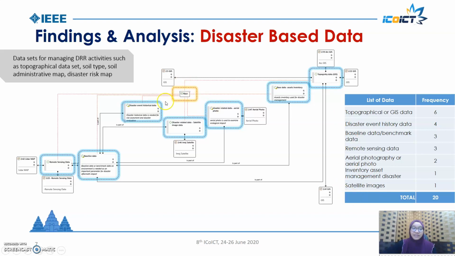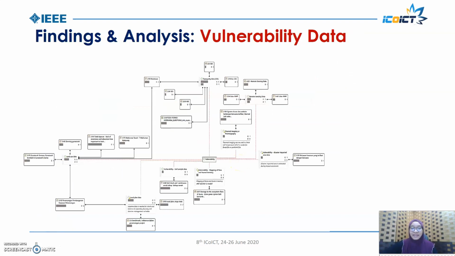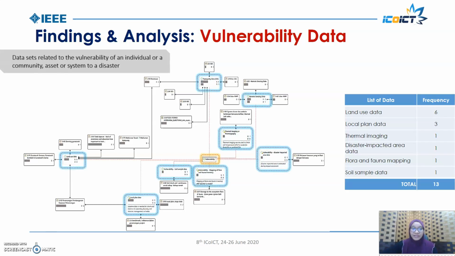And this is the base data and the grouping of the theme that we found out from the interview with our participants. The second data is the vulnerability data, whereby vulnerability refers to the vulnerability of an individual or a community, asset or system to a disaster. So for this vulnerability data, we are able to identify 13 impactful data as per category shown in these blue dots here, starting from land use data until the soil sample data.